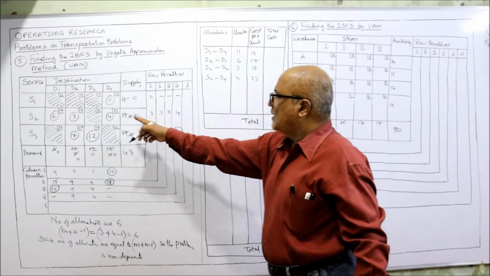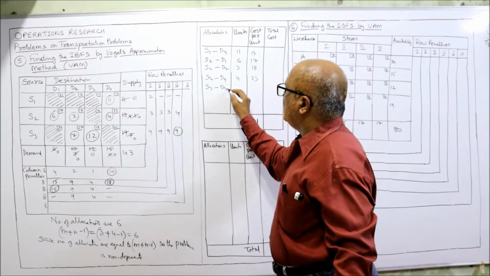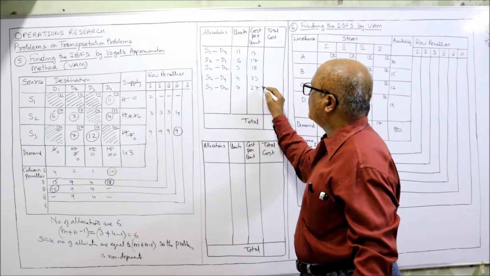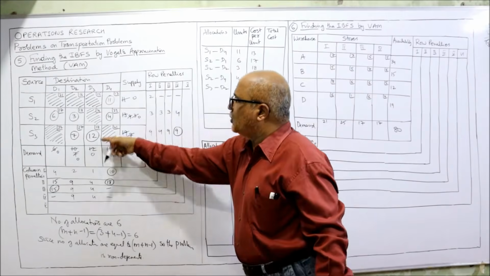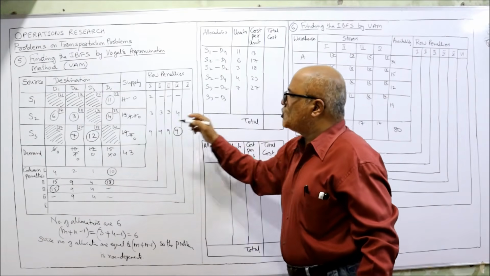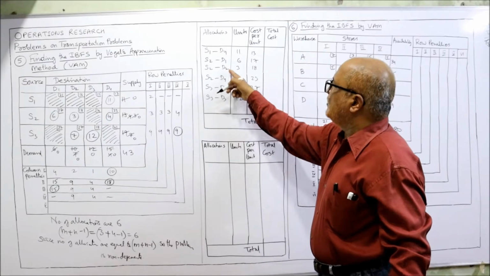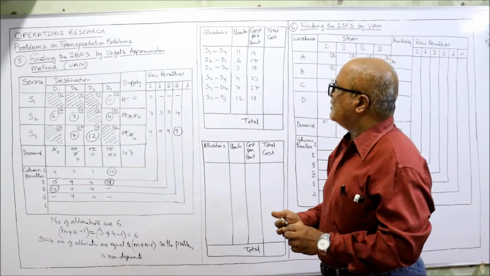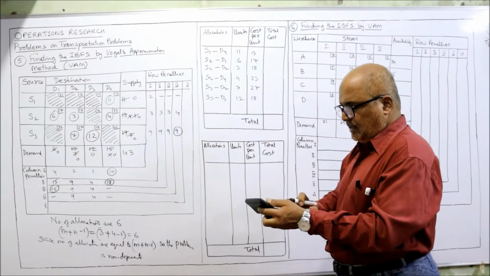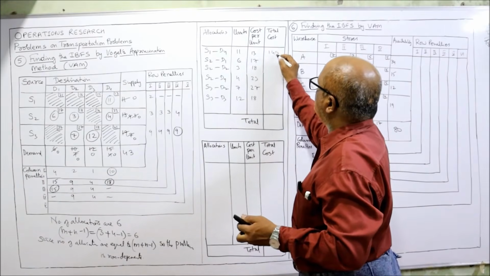Then S3 to D2, 7 units, 27 rupees. And S3 to D3, 12 units, 18 rupees. That's all. 1, 2, 3, 4, 5, 6. 6 allocations are there. Now simply we multiply 11 into 13. 11 into 13 is equal to 143.